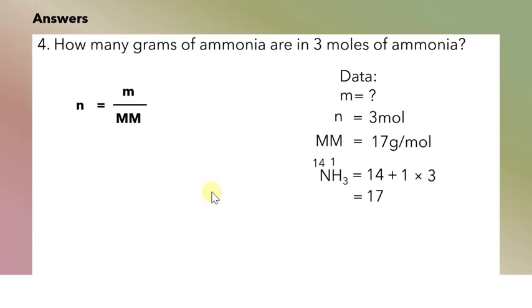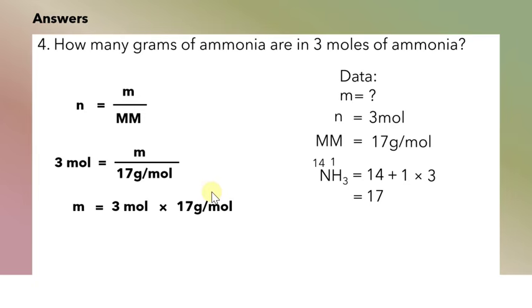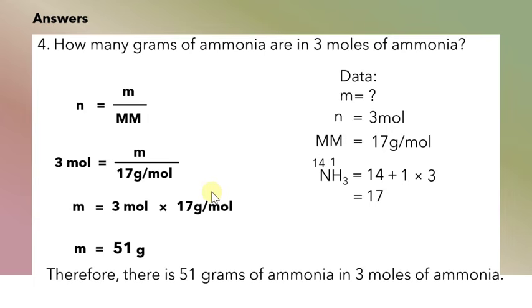will get 17. So you substitute where there's number of moles in the formula, you put 3 moles is equal to mass, we don't know, over molar mass, which is 17 grams per mole. So you make mass the subject of the formula, so it is going to be 3 times 17 grams per mole. Then that mole and that mole will cancel, so you multiply 3 times 17, you get 51 then grams. Then you say therefore there is 51 grams of ammonia in 3 moles of ammonia.